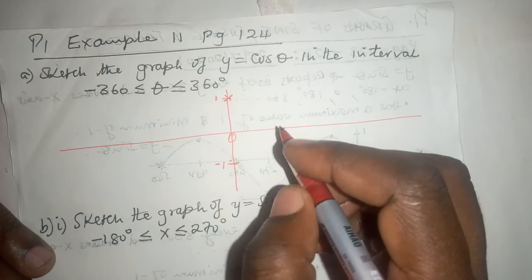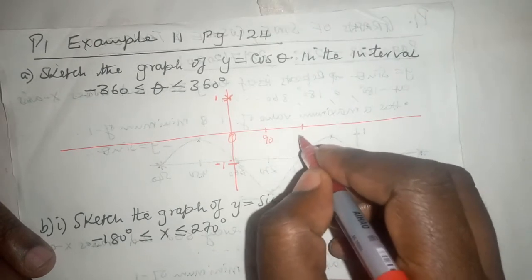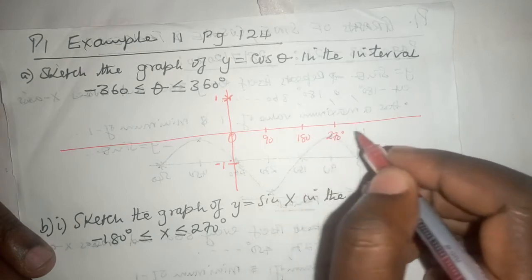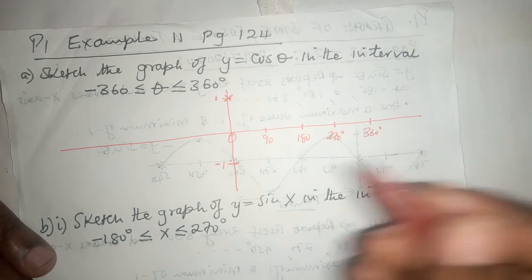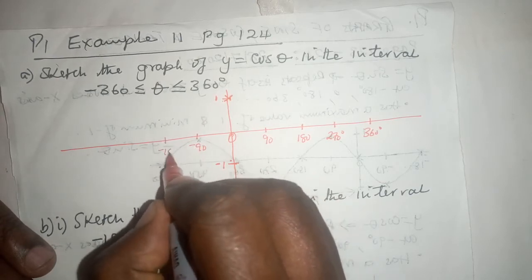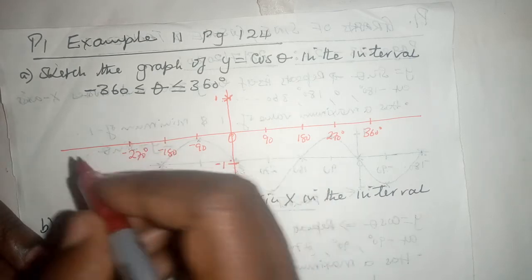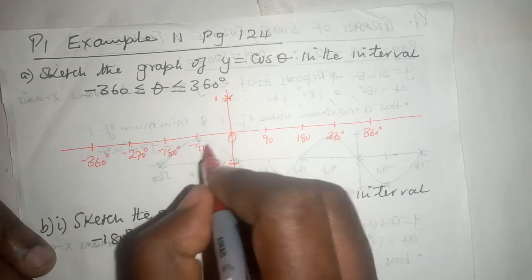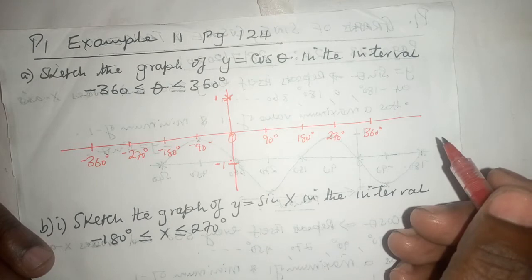Then we have our 90 here, we have our 180 there, we have our 270 degrees there, and we have our 360 degrees. We have our negative 90 on the other side, negative 180, negative 270 degrees, and of course negative 360 degrees. This is the range in which theta must dwell.